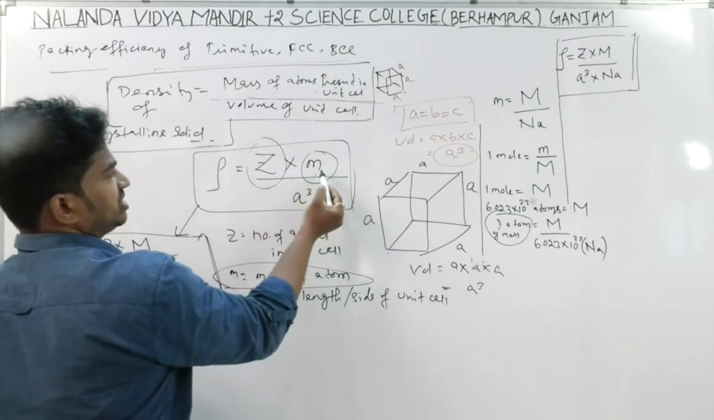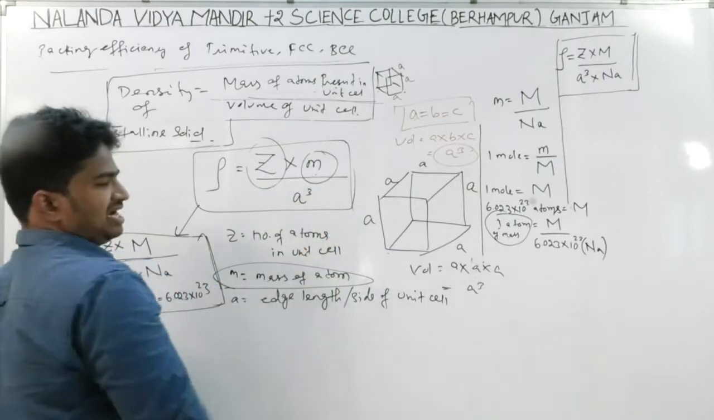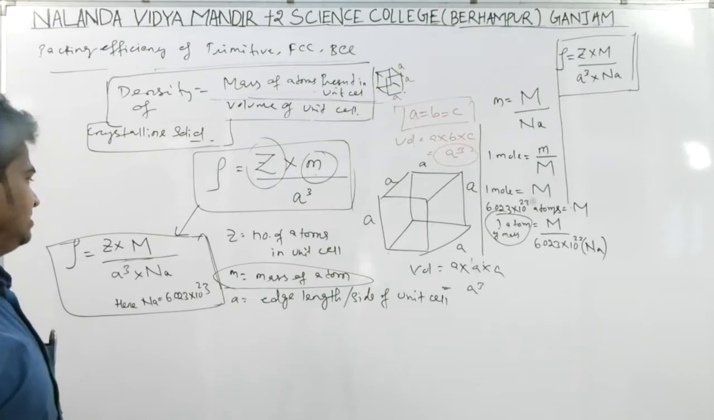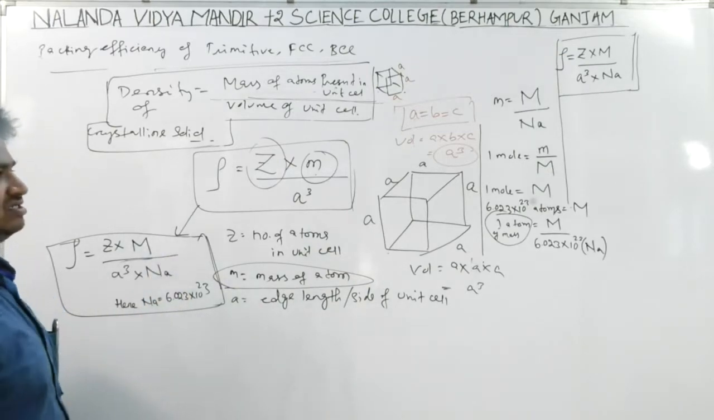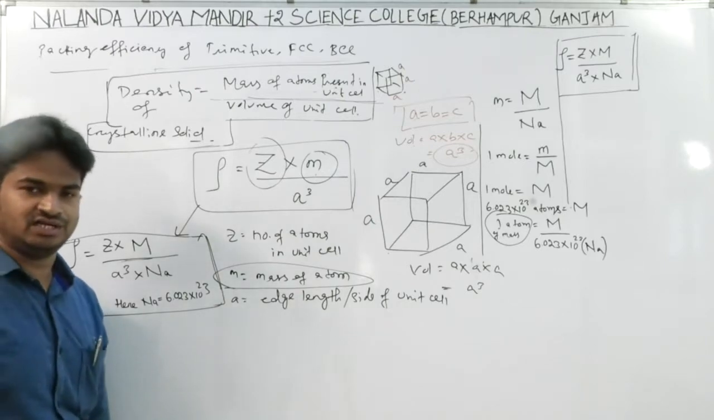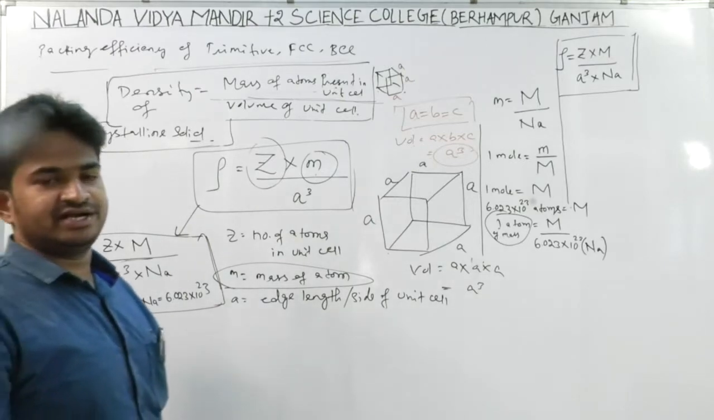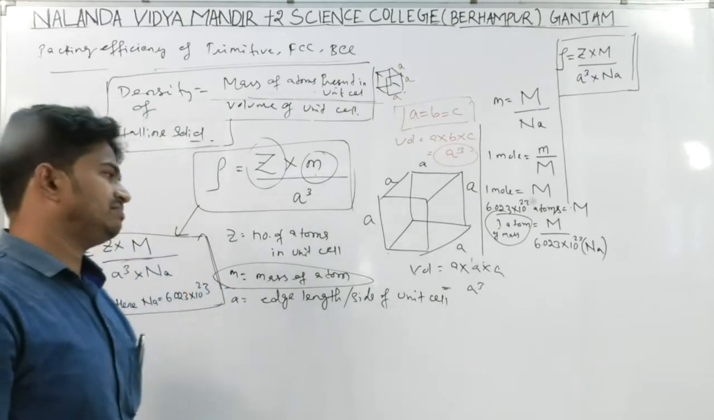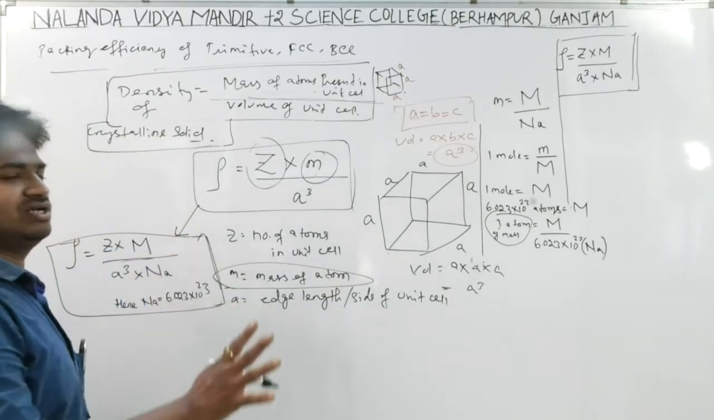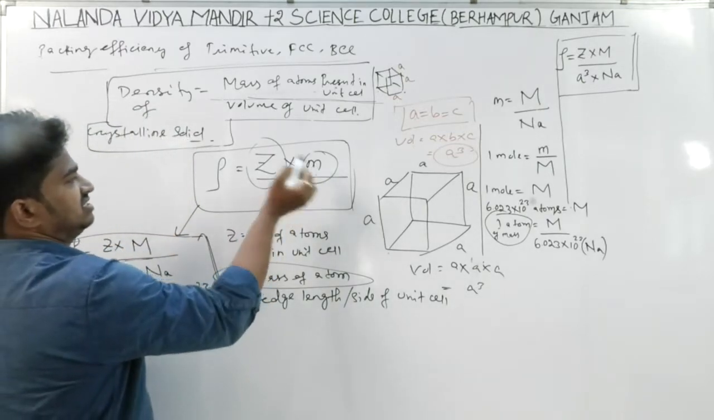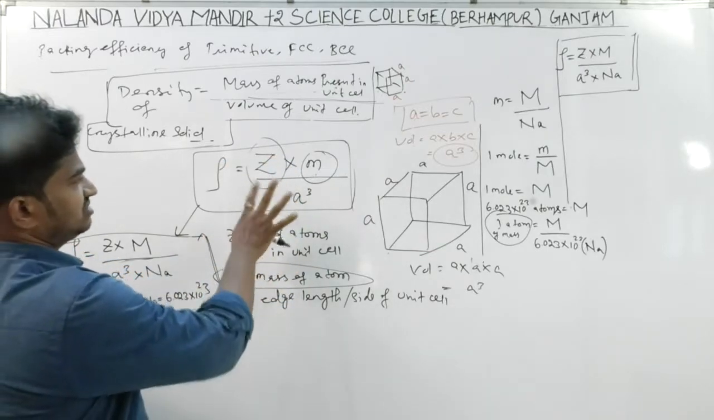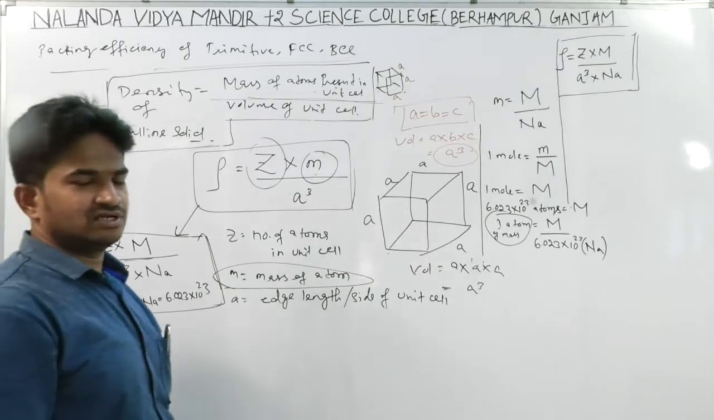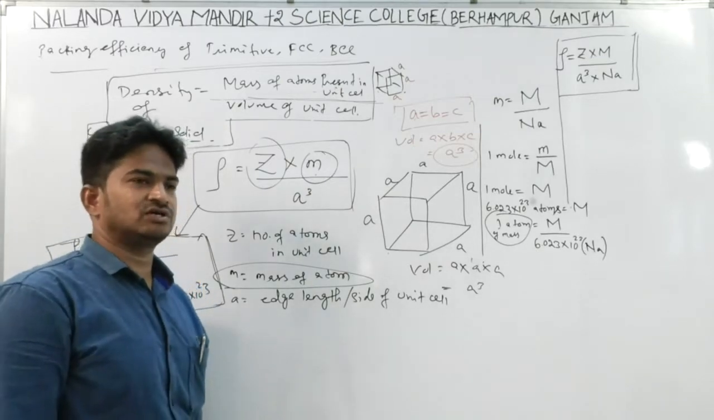AQ. So here, instead of taking the mass of each atom, we can easily place the molecular mass divided by Avogadro's number, because the mass of atoms cannot be identified accurately. That's why with the help of molecular mass we can place it here and calculate the density. So by taking this formula we are going to solve a few problems on density.